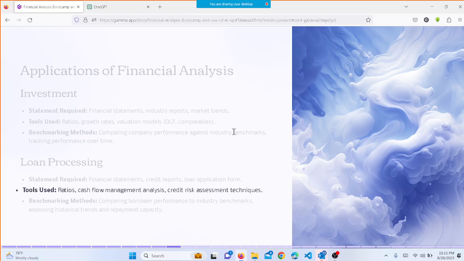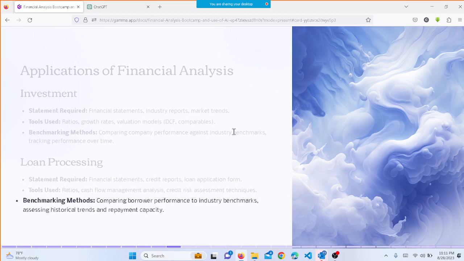The ratios like inventory ratios, accounts payable ratios, and debt ratios we are going to understand deeply in the next hour in detail. And there are benchmarking methods, right? We can compare against industry benchmarks, historical trends, and repayment capacity. These are the benchmarks that we usually use for evaluating whether the company is worth giving the loan or not.